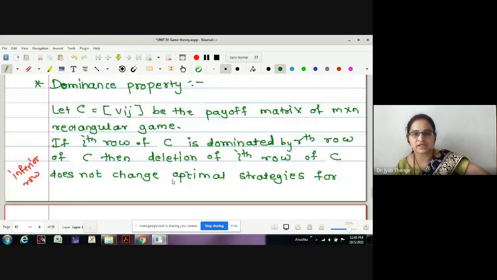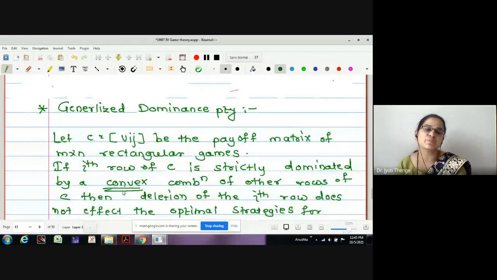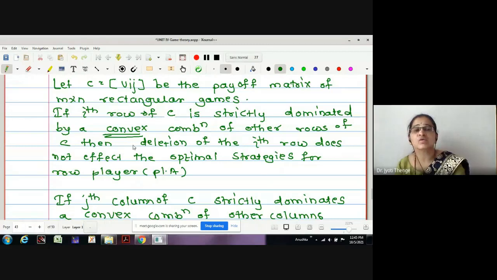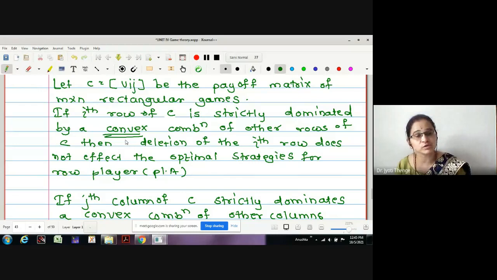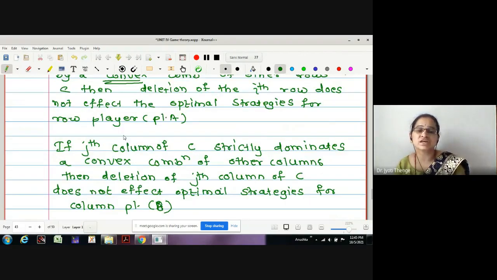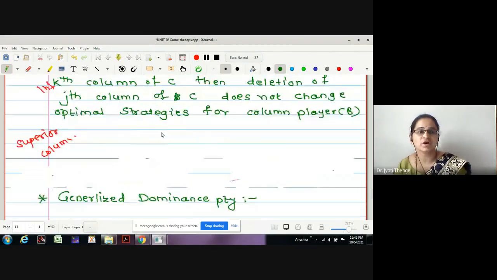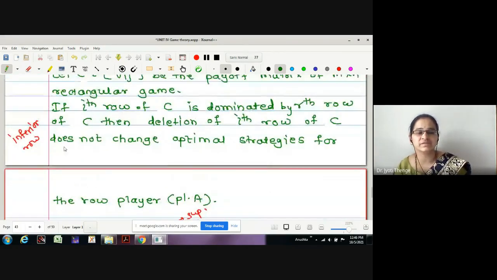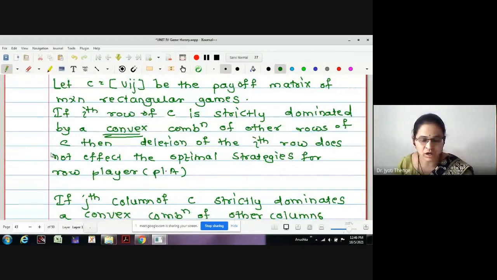First dominance property is: inferior row should be deleted, superior column should be deleted. If exactly we were not getting the superior-inferior relation between the rows, then if the ith row is dominated by a convex combination of other rows, then also we can delete the ith row. Similarly, if the jth column dominates, that is, this jth column is superior to the convex combination of other columns, then also we can delete this superior jth column. So what you have to remember is you have to delete the inferior row and you have to delete the superior column. Let us take one example to understand this.